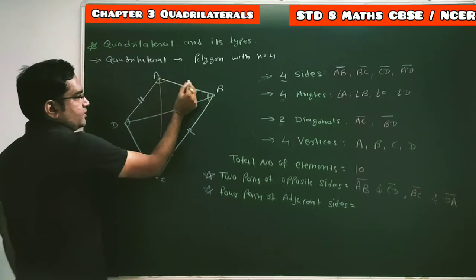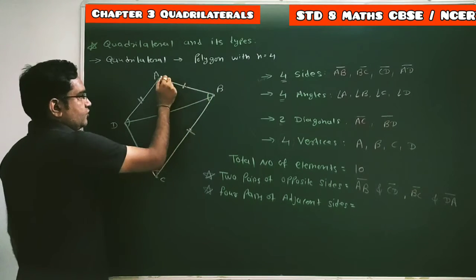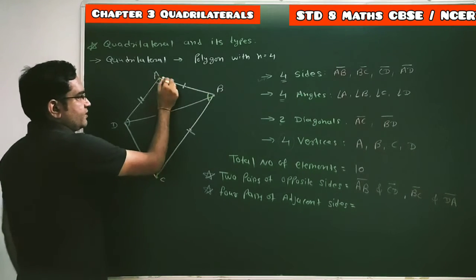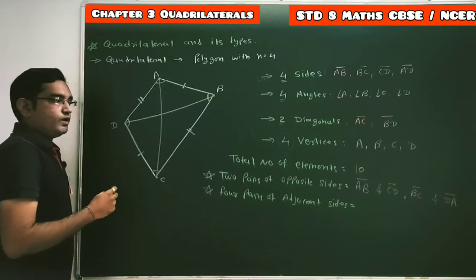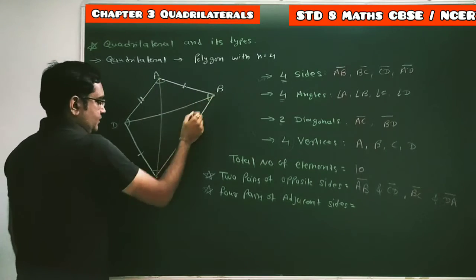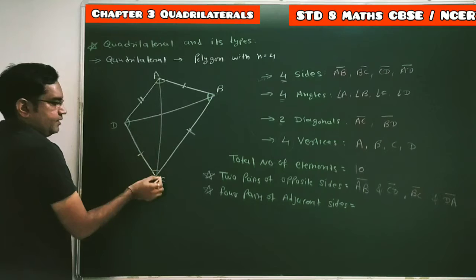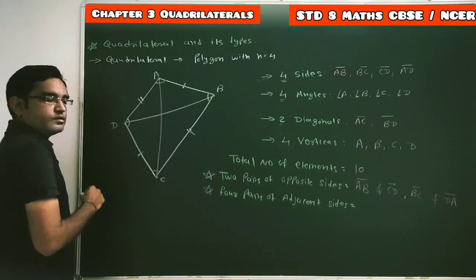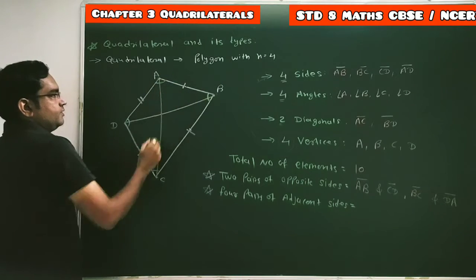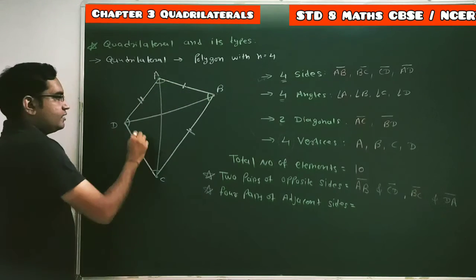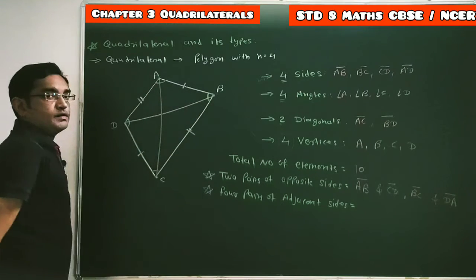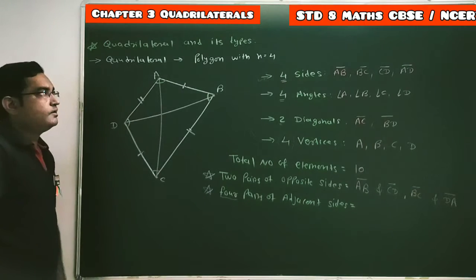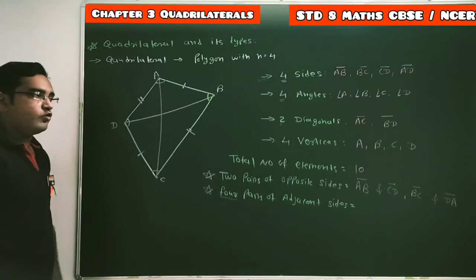Suppose if we consider side AB and side BC, for the side AB and side BC, this point B is common, and that's why we can say AB and BC is a pair of adjacent sides. Likewise AB and BC, BC and CD are adjacent pairs, CD and DA are a pair of adjacent sides, DA and AB in which A is common, hence DA and AB are a pair of adjacent sides. So total 4 pairs of adjacent sides are there in a quadrilateral.